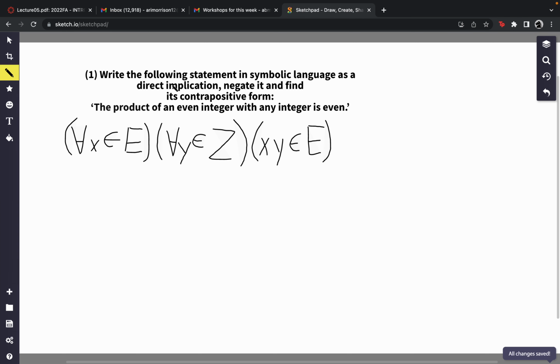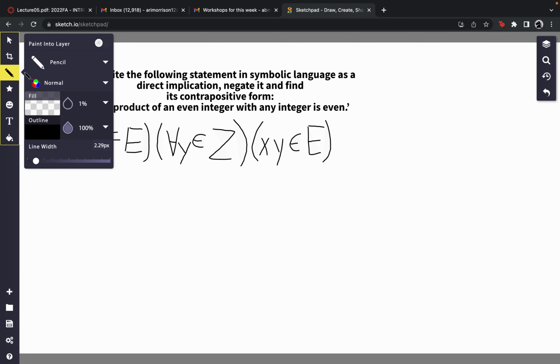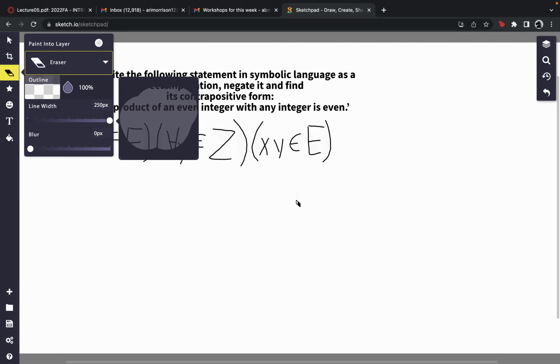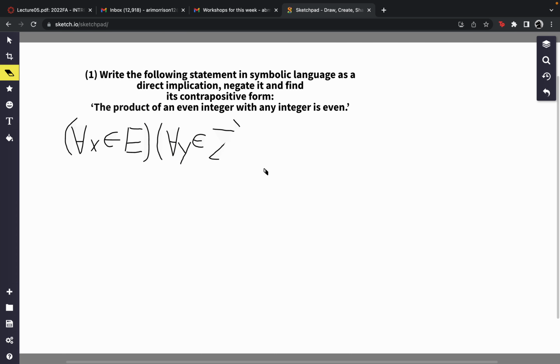Now, we're told that we need to write this as a direct implication. And this is what makes it a little bit more challenging because implications are not always so intuitive. I figured out how to erase on here, so we're getting a little better.